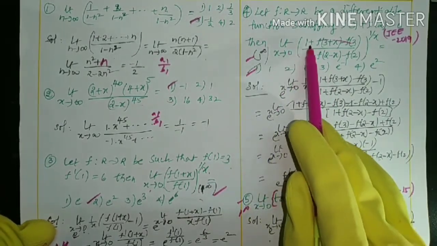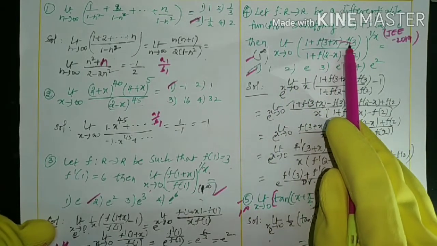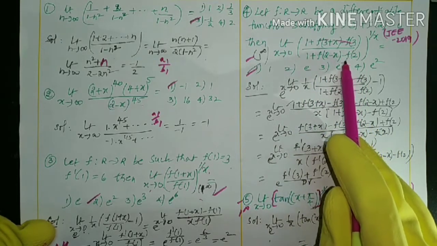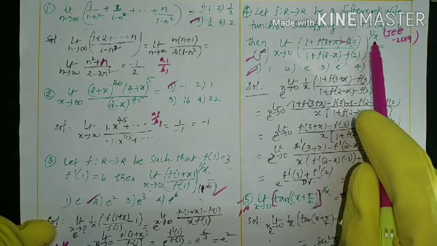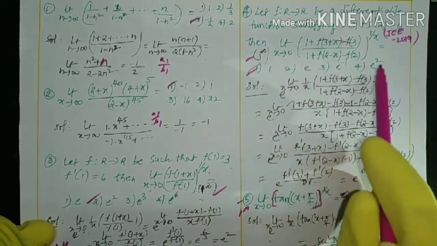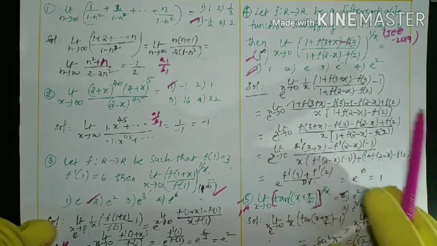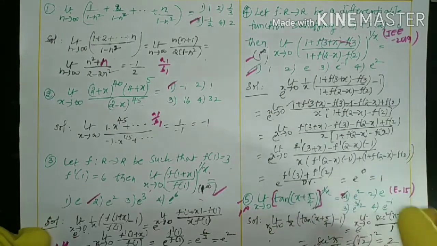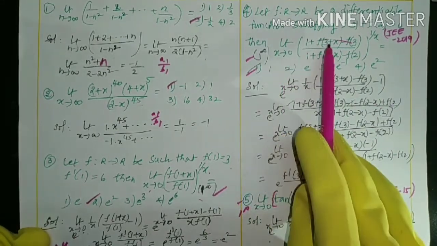Limit of [1 plus f of 3 plus x minus f of 3] by [1 plus f of 2 minus x minus f of 2], overall power 1 by x. These 4 options you can see. What are the 4 options? You can observe that. Next you can come to the solution, by applying x is 0. What happened here?